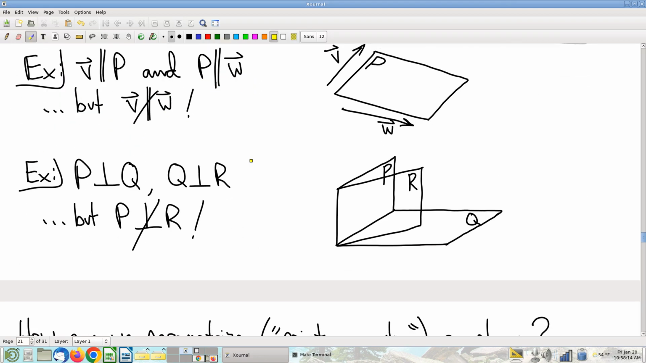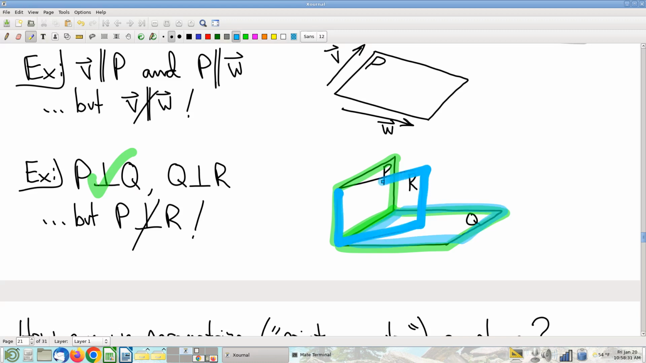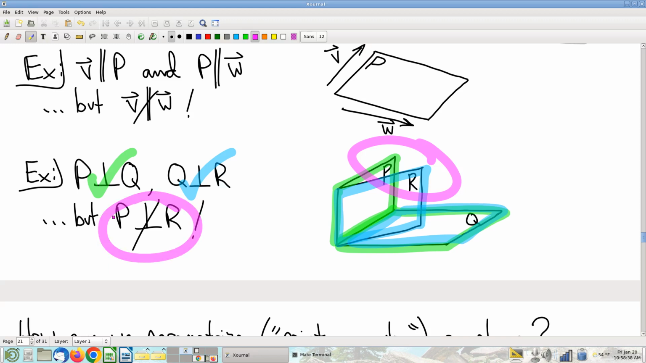Here's another example. Let's see here. P and Q are perpendicular. Q and R are perpendicular. Does that mean that we have some relationship between P and R? Nope, not at all. Not necessarily perpendicular, not necessarily parallel, just no relationship, no conclusion. There's nothing here. Again, very dangerous. Okay.